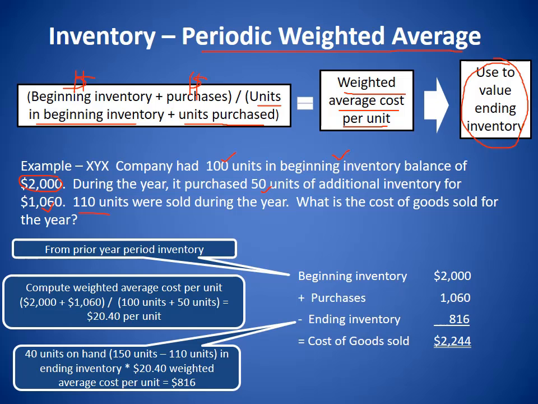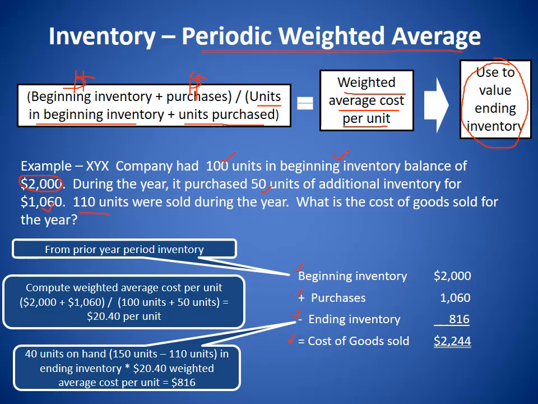So what is the cost of goods sold for the year? We're going to go through the illustration, and before we go on, just notice this. We use the classic cost of goods sold formula for inventory: beginning inventory plus our purchases, or inputs if you will, minus in this case our ending inventory, which equals our cost of goods sold. So that's the classic inventory formula.